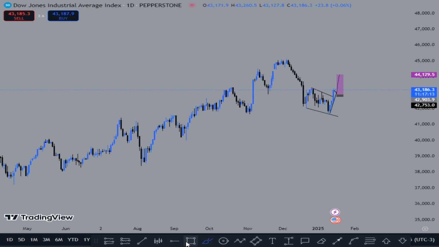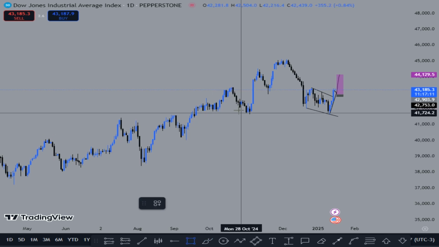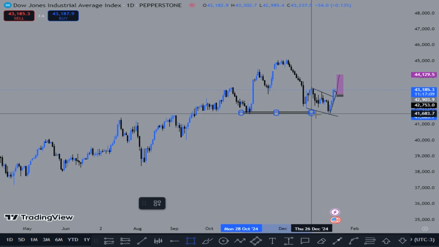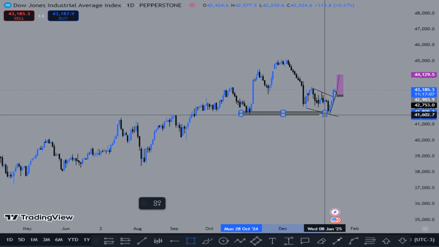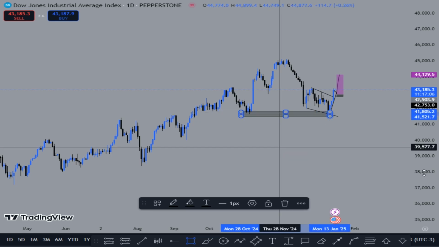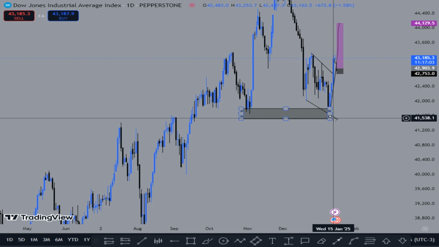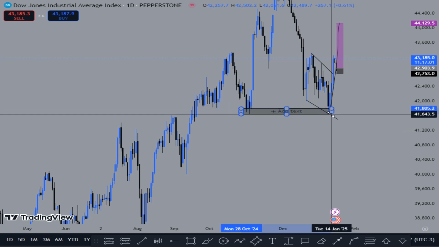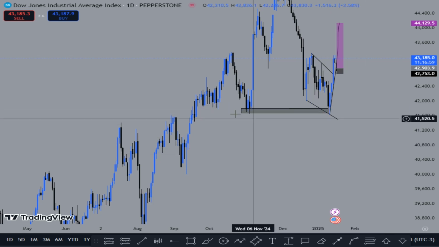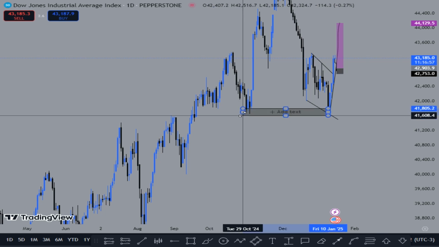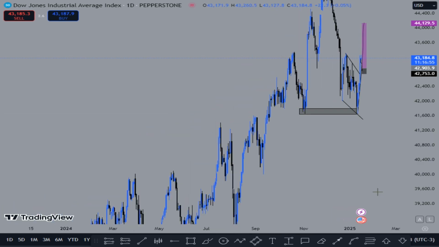If we look to the left side, we have this level right here. That was a previous low, a higher low right there. Let's just mark out that level right here and make it more handsome. Right there. I think that's it.